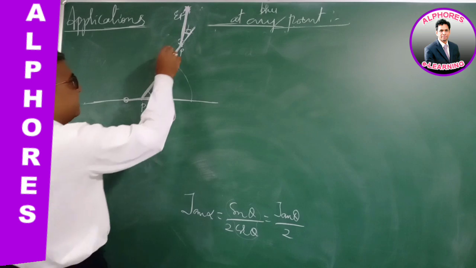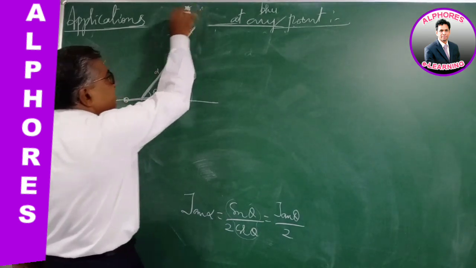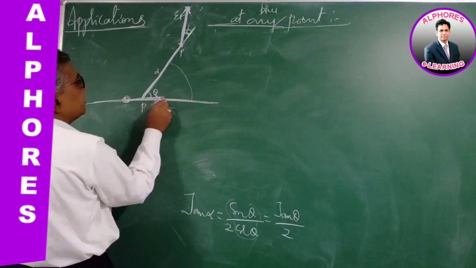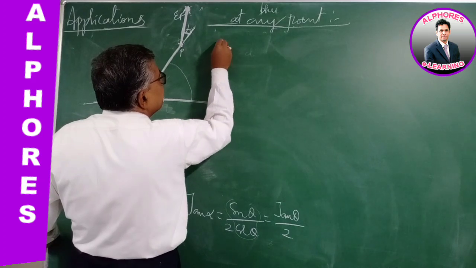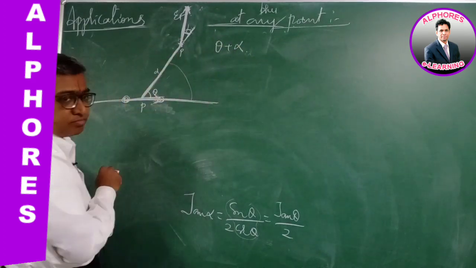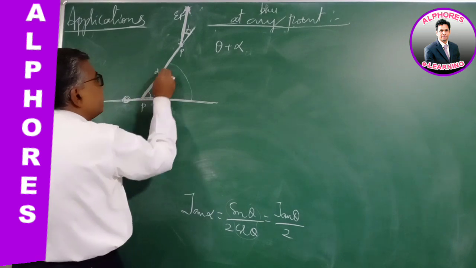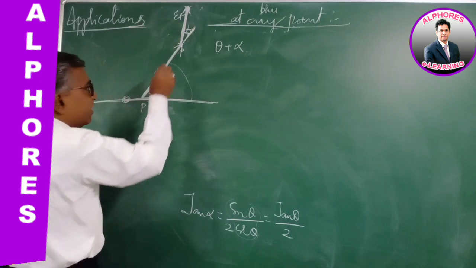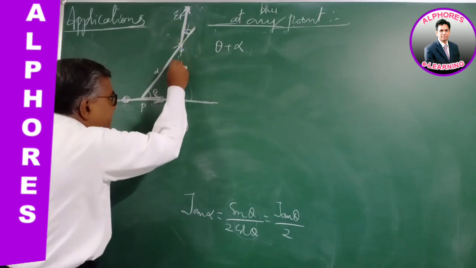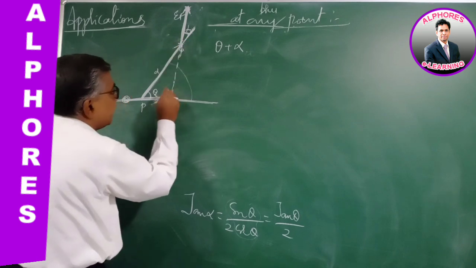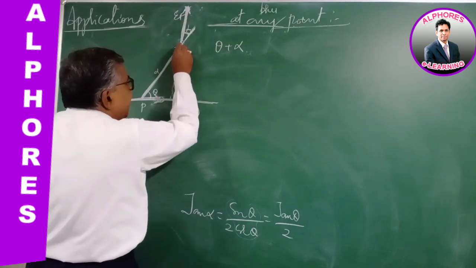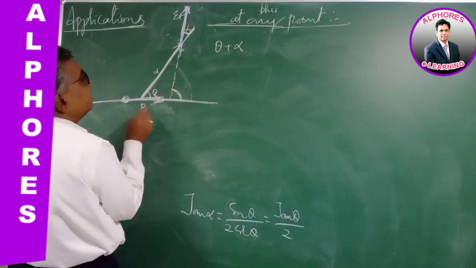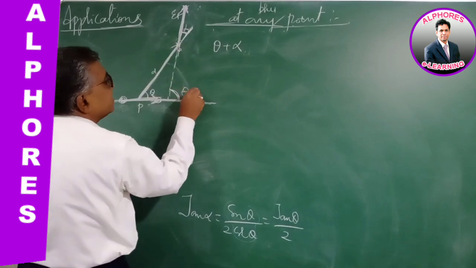So the net direction, the total angle made by the resultant electric field with the axial line of the dipole, is theta plus alpha, where theta is the angle made by the radius vector, and with this radius vector the resultant field makes an angle alpha. If I extend this, then the direction of the resultant electric field at any arbitrary point with this axial line is theta plus alpha.